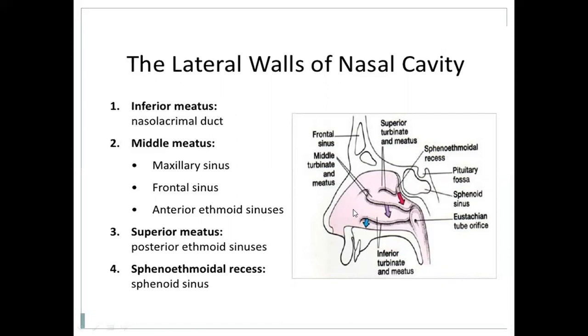Middle meatus, so this is the middle concha. This is called the middle meatus, and this middle meatus receives the openings of the maxillary sinus, frontal sinus, and anterior ethmoidal air cells. Here there is a bulging, which is called the bulla ethmoidalis. That bulla ethmoidalis receives the opening of the middle ethmoidal air cells.